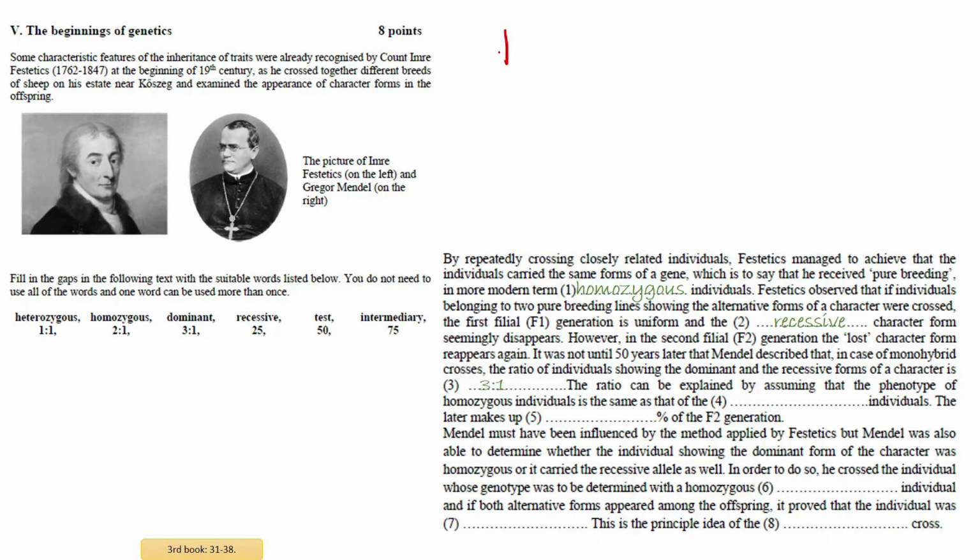So what happened in here is the following. Okay, homozygous dominant and homozygous recessive parents were crossed, and in the first filial generation, all of the offspring were heterozygous and all of them showed the dominant phenotype. However, in the second filial generation, the lost character form reappears again. It was not until 50 years later that Mendel described that, in case of monohybrid crosses, the ratio of individuals showing the dominant and the recessive forms of a character is 3:1.